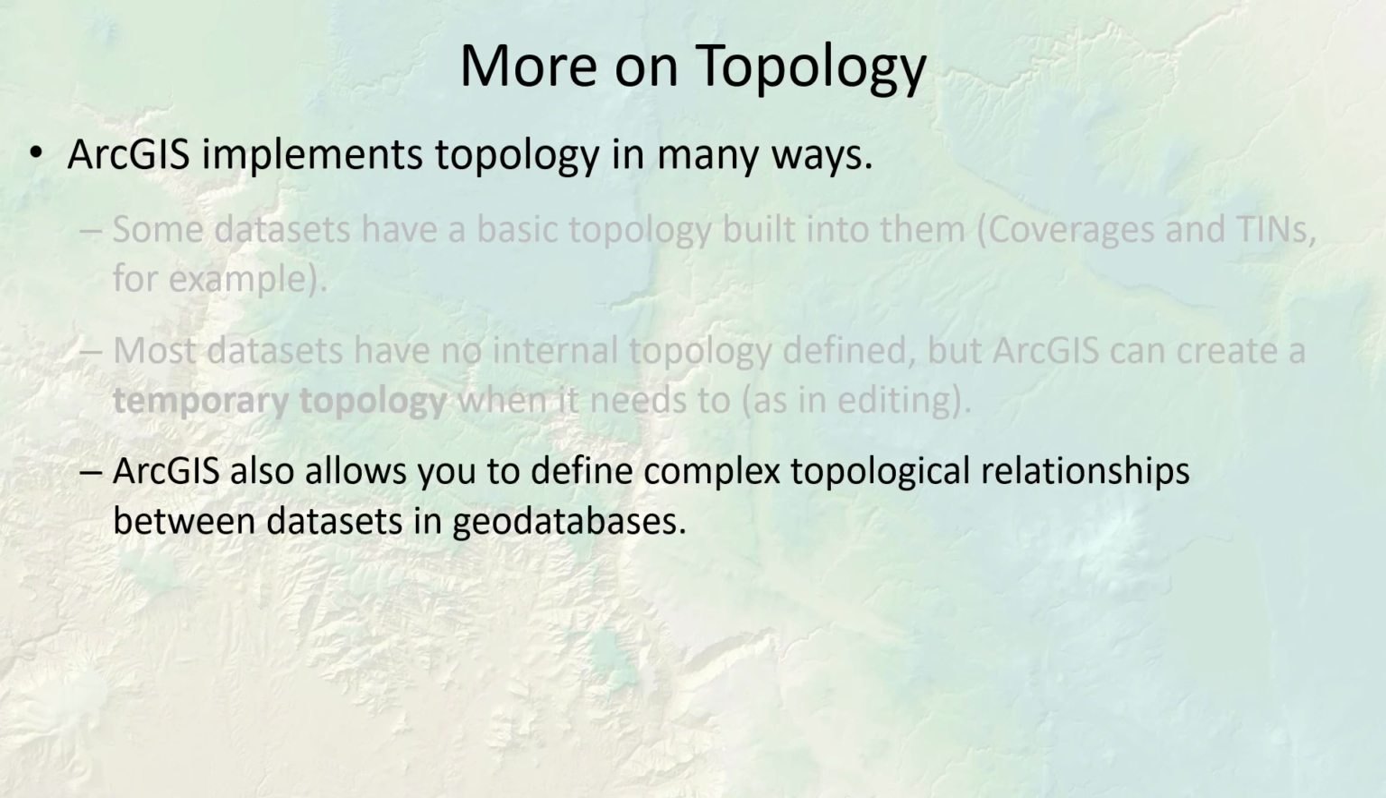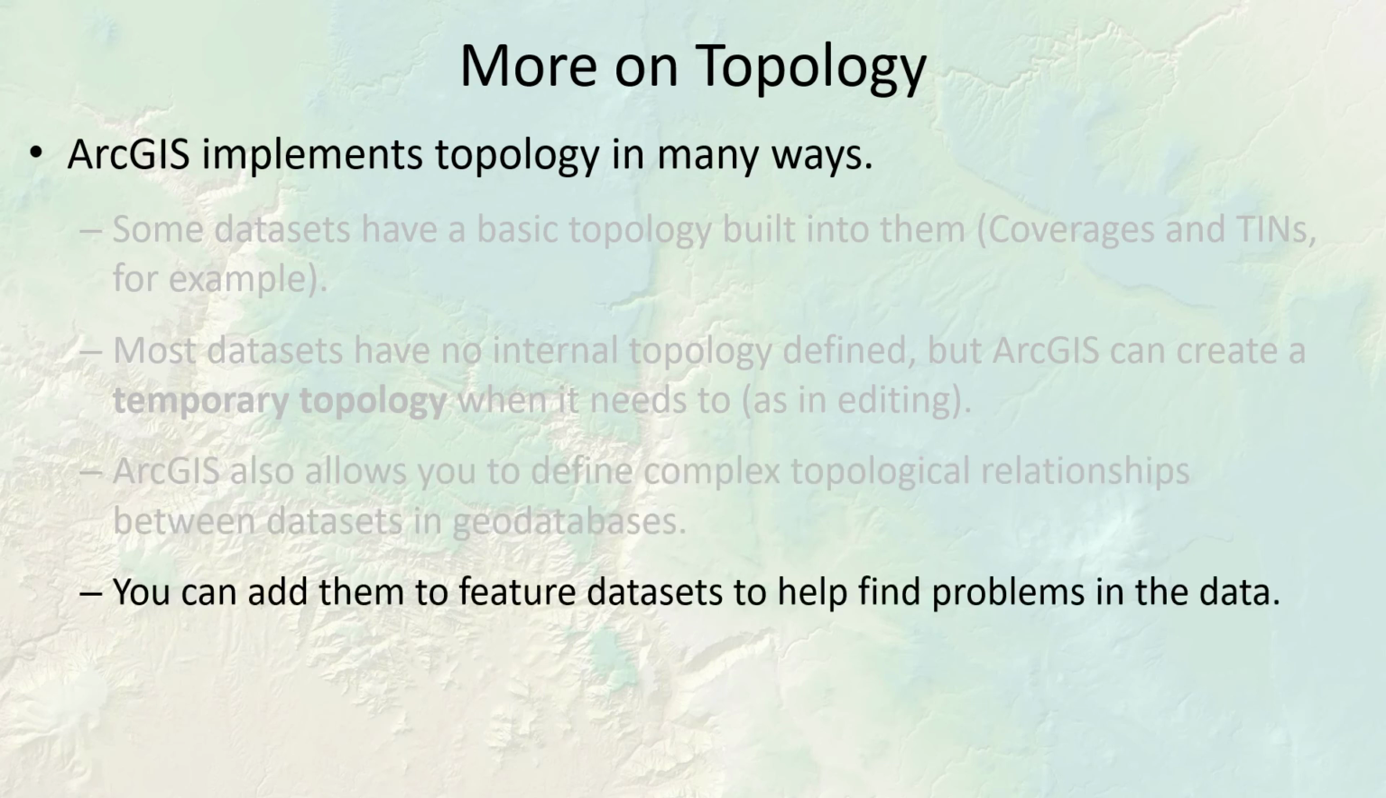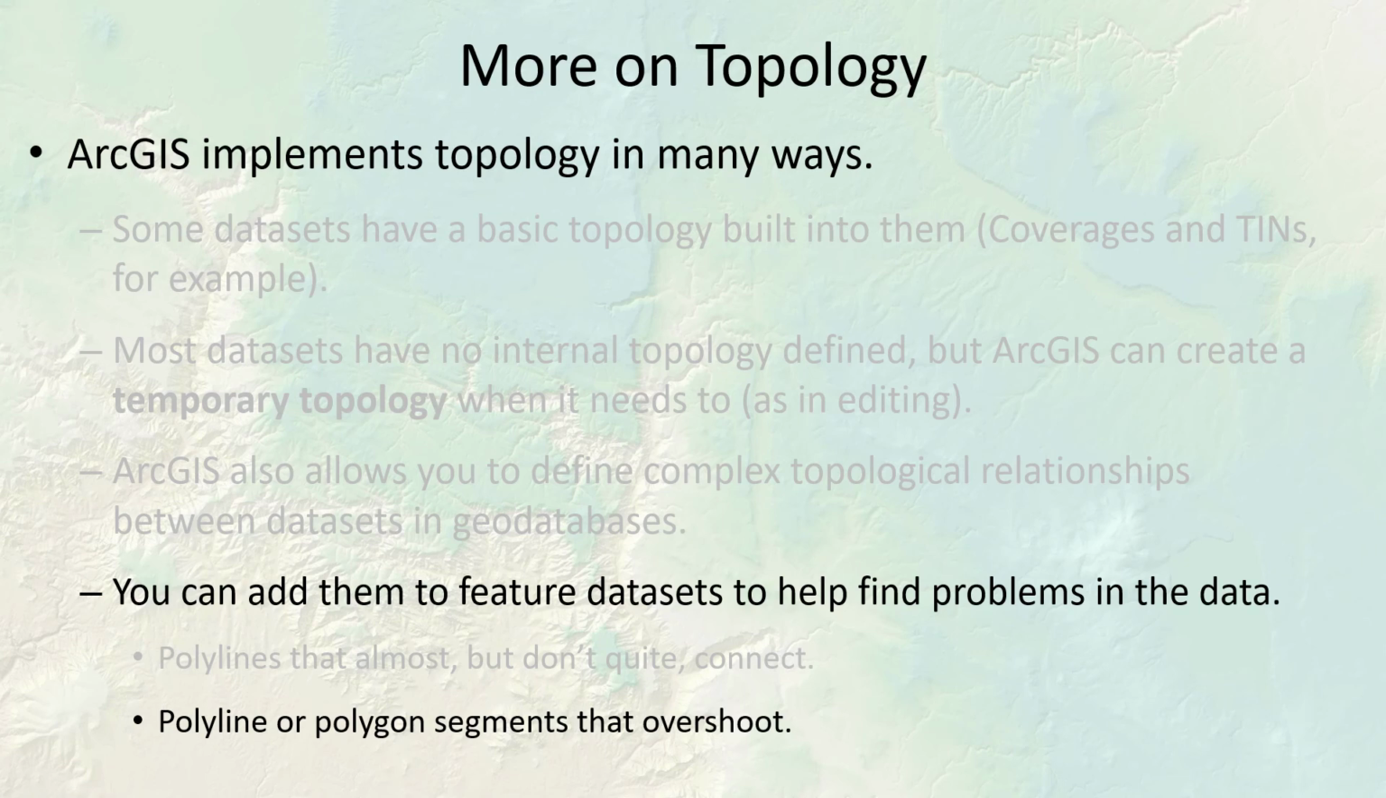Now, ArcGIS does allow you to define complex topological relationships between datasets, and you can add them to feature datasets to help find problems in the data like I described. Now, these examples include polygons or polylines that almost but don't quite connect, like you're mapping out a trail system through the forest and you're digitizing individual segments. Well, you would like those segments to touch each other, right? Because the trail itself is continuous. Topology can help you identify those places where the polylines don't connect, and polygon segments that overshoot or make little dangling edges.